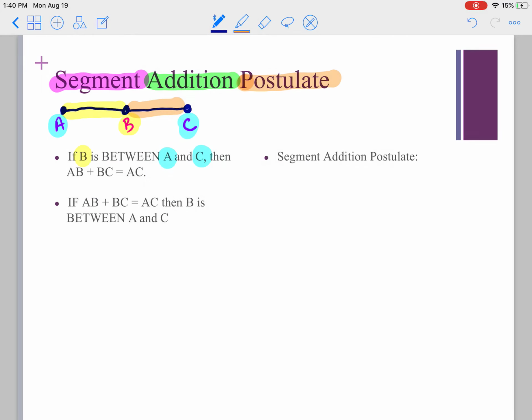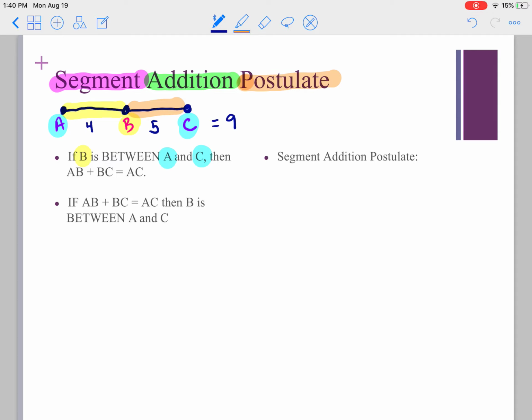If I were to say the distance, remember distance is always positive, from A to B is 4, and the distance from B to C is 5, then what you could determine from the segment addition postulate is that the total length from A to C would equal 9, because we would take the 4, add the 5, and it would equal 9.